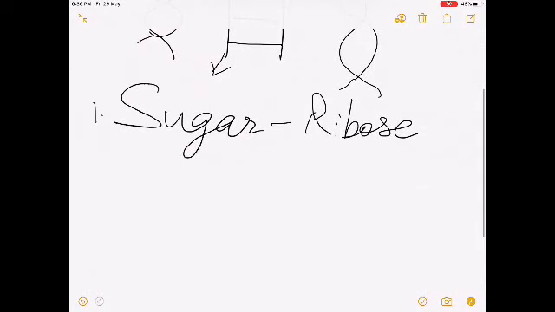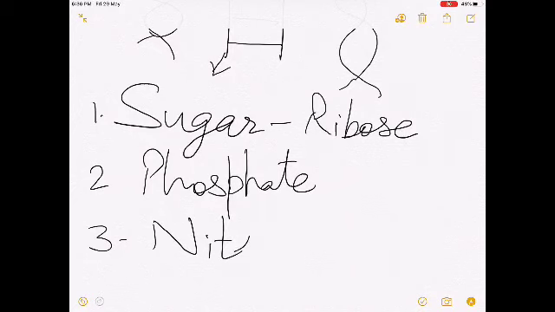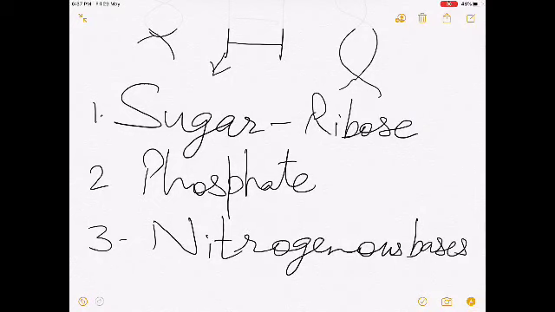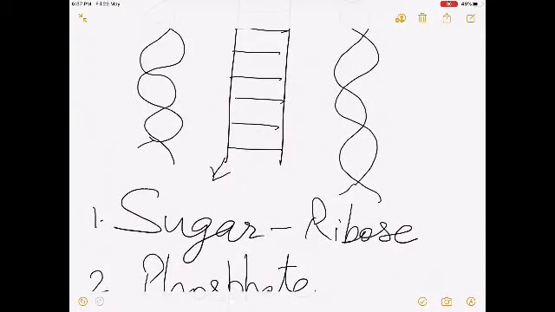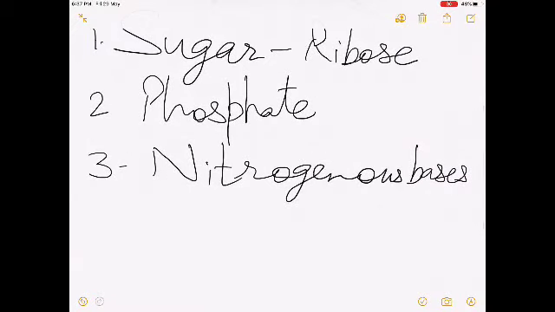Number two substance is phosphate. Number three substance is nitrogenous bases. These three substances, when combined together, form a single strand. So you can see here this single strand is made up of these three substances. So let's start one by one. Sugar. Now I'm going to draw the shape of sugar.